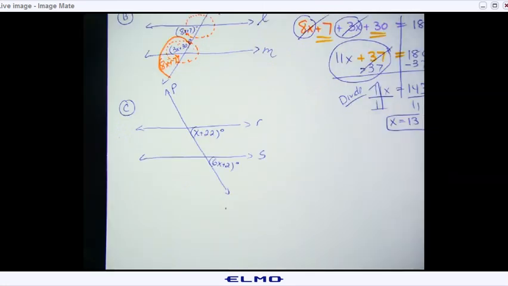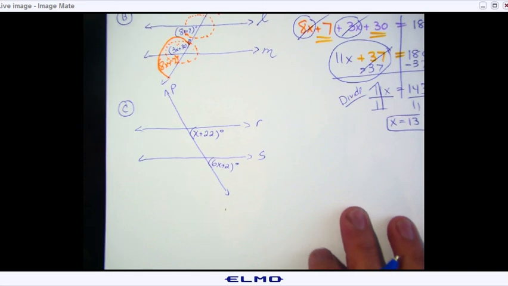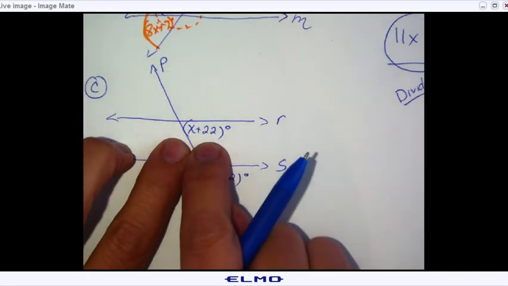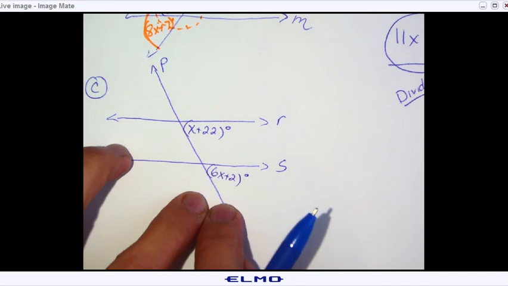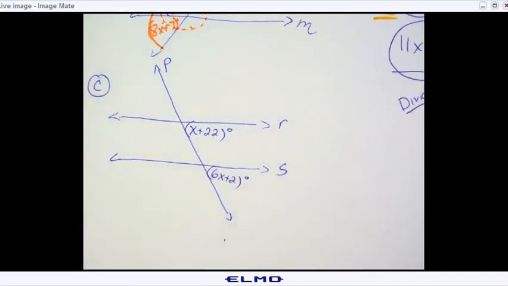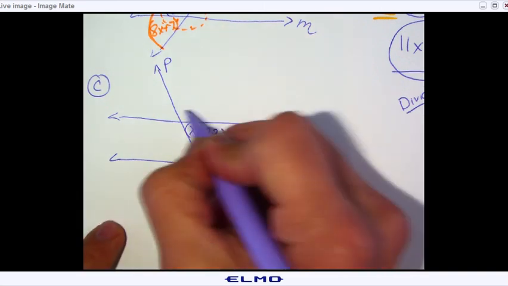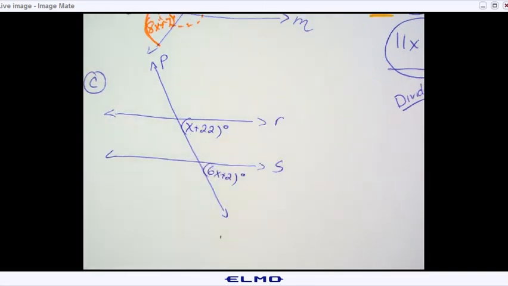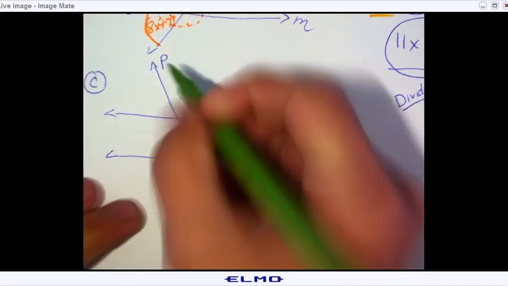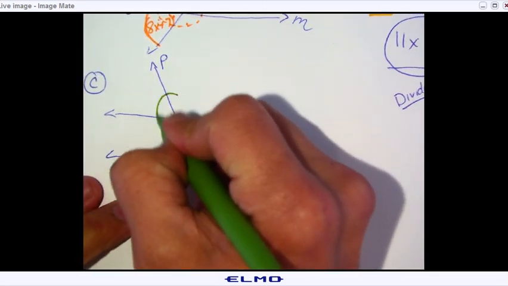Okie dokie, guys. So on this one, again, we're trying to solve for x. And remember, we have an expression in there, x plus 22, and then we have 6x plus 2. So now what are we going to do? Again, a little trick is draw a circle. I'll use a different color. Here's your circle.